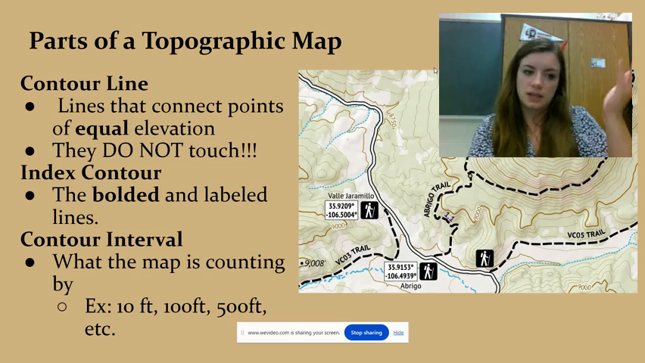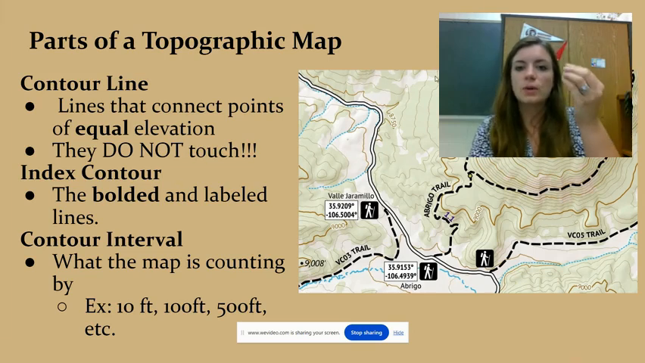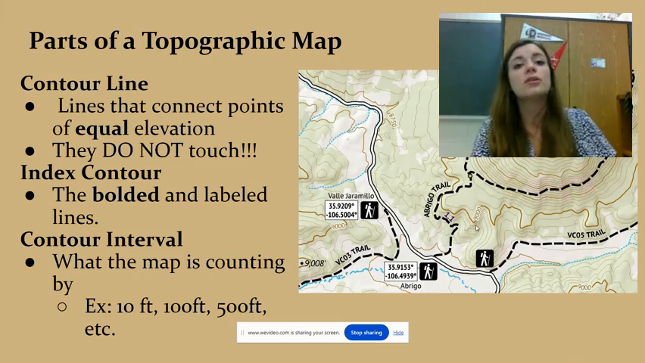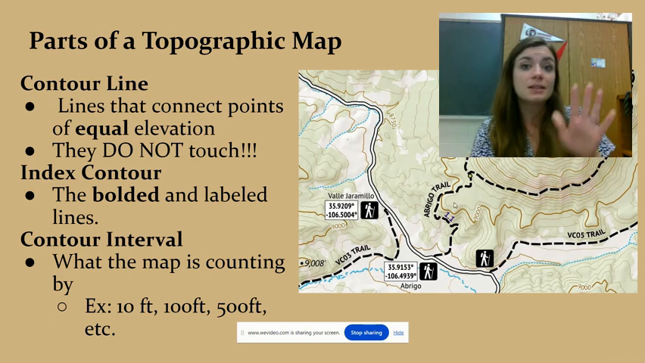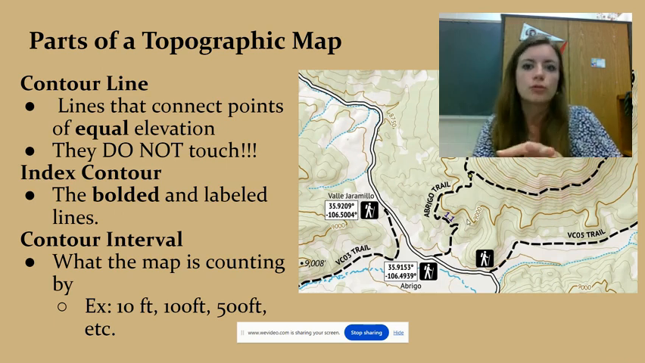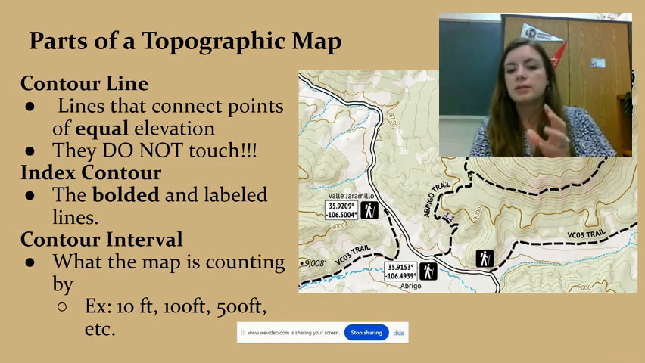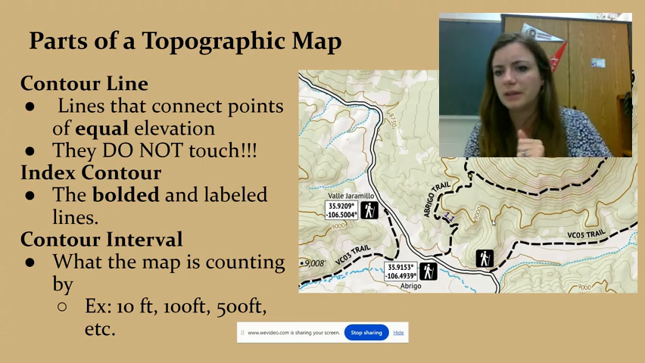So these are the index contours. These are the ones that are going to be bolded, and these are also going to be the ones that are labeled. So here I have one index contour. It still is a contour line, but it's kind of like the leader in the group, right? And that one's worth 9,000. I think this is feet, not meters.